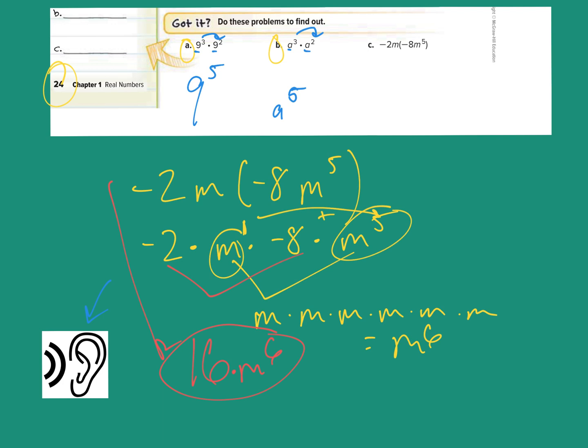So now I'm just condensing things into an exponential form to get to my next step. So 16 times m to the 6th, or 16m to the 6th. Hopefully this video helps you understand some different things as we go. You have tutor videos in your book, and you have some examples as you walk through those as well. So, product of powers, our shortcut is when bases are the same, add the exponents.